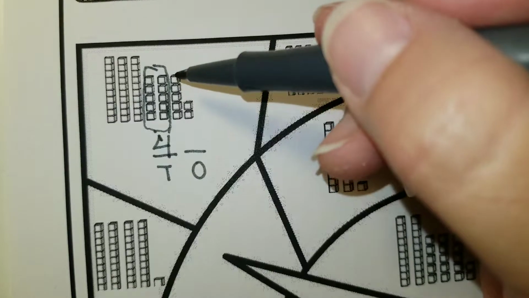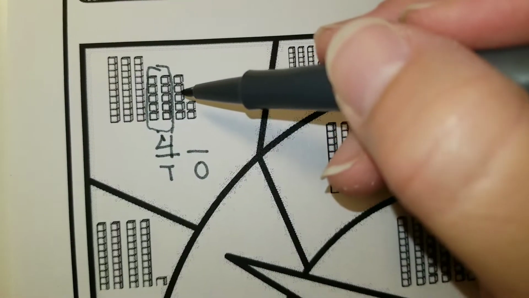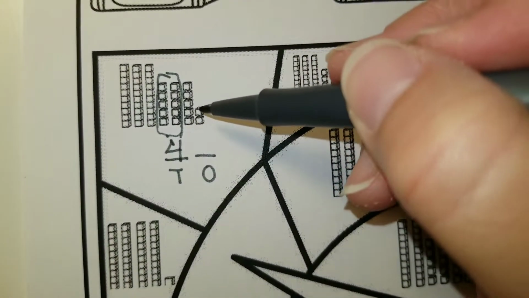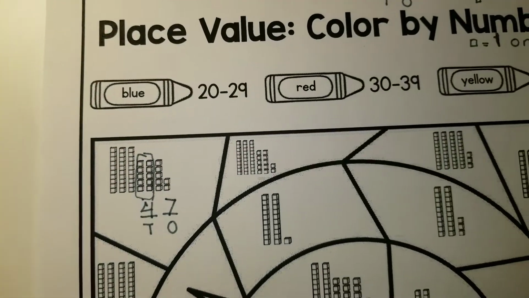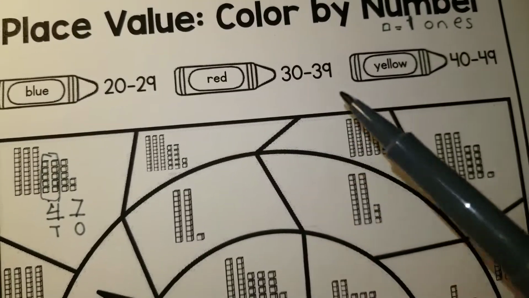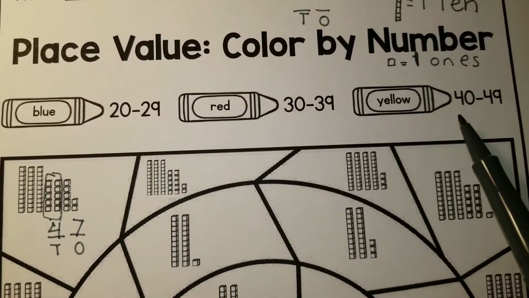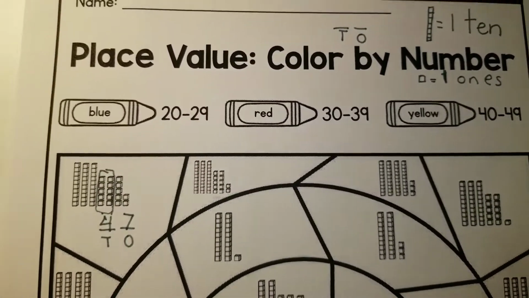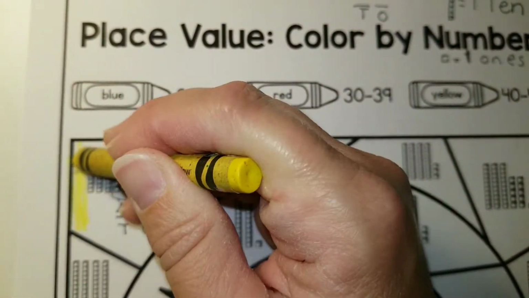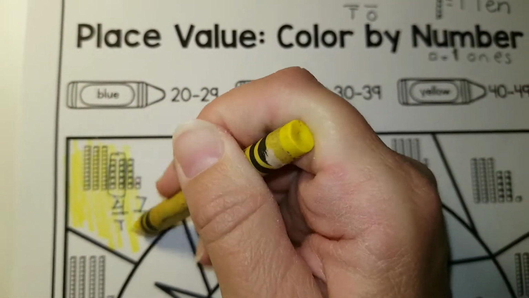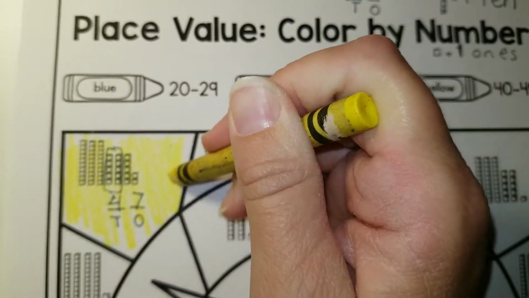And then how many ones do we have? We have 1, 2, 3, 4, 5, 6, and 7 ones. So our number here is 47. Now, what color do we use for 47? 47 is between 40 and 49. So we use yellow to color it. All right, so here we go. We're going to use yellow to color this part.